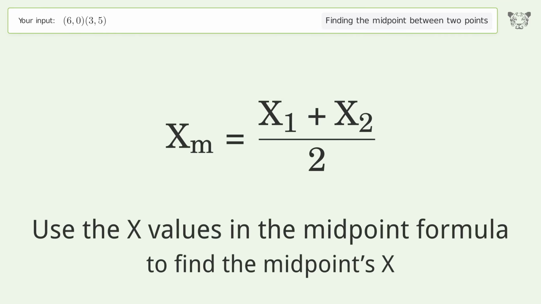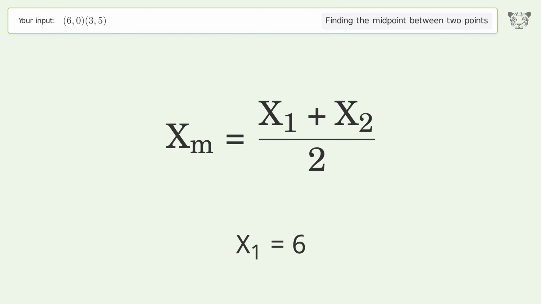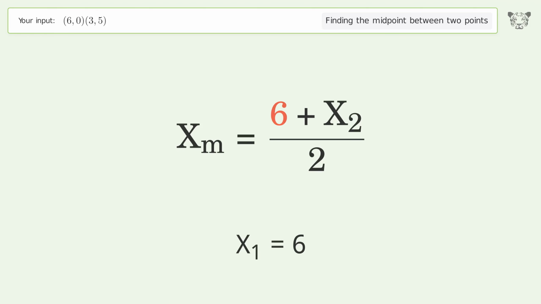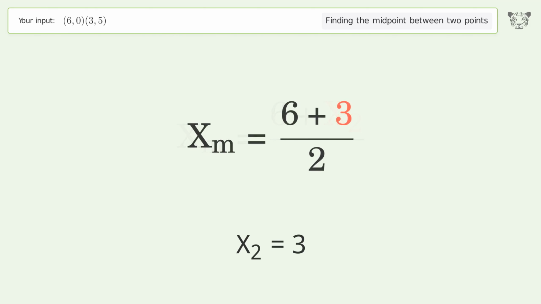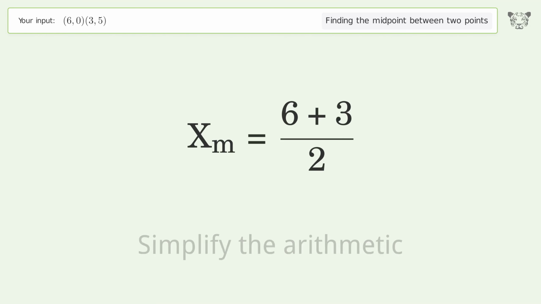Use the x values in the midpoint formula to find the midpoint's x. x1 equals 6. x2 equals 3. Simplify the arithmetic.